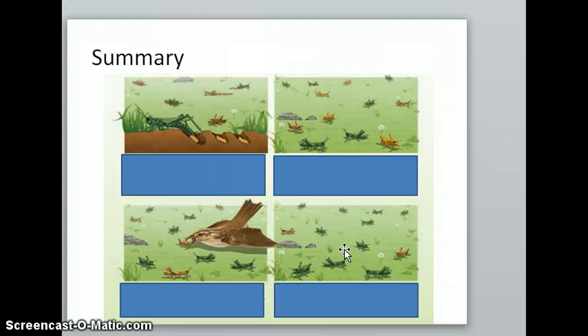Pause the video and check your understanding about how natural selection takes place. Describe what's happening in each picture. On the next slide, the captions in these pictures are revealed.